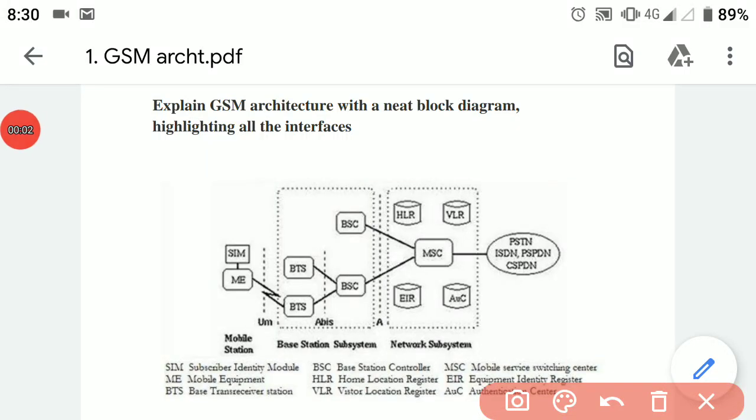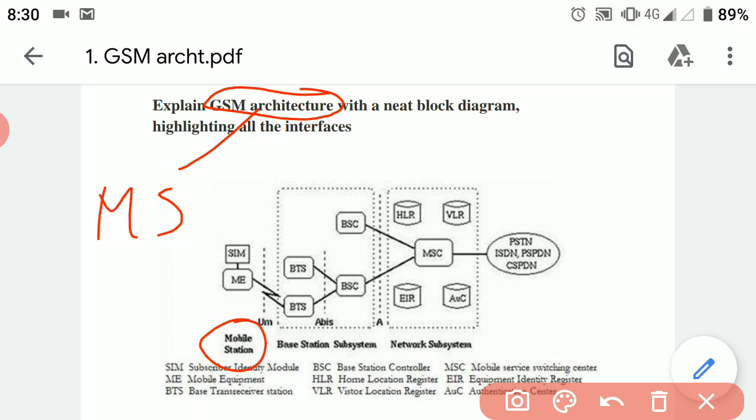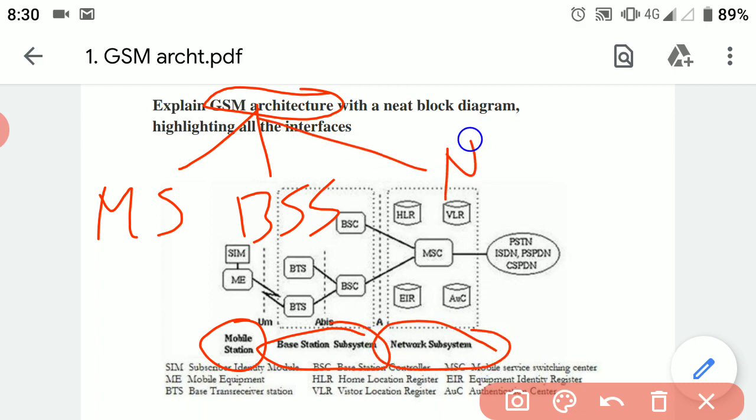Hello, today we will discuss the GSM architecture. In this GSM architecture, we have three major components, that is mobile station, that is this one. We have BSS, that is base station subsystem, and the network subsystem, that is NSS. So these are the three major components of GSM architecture.